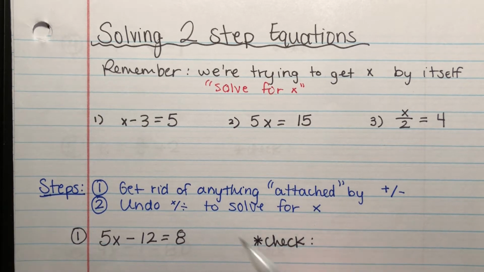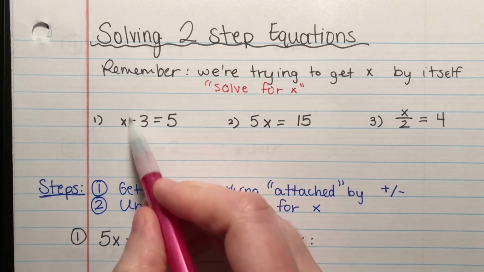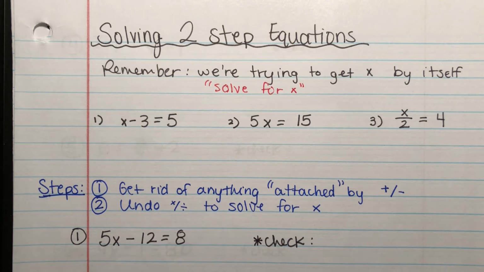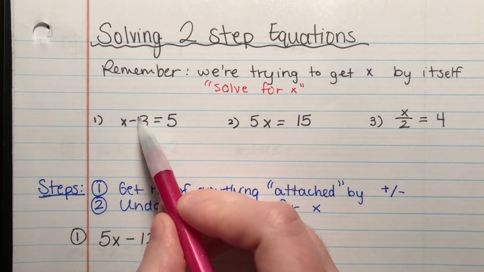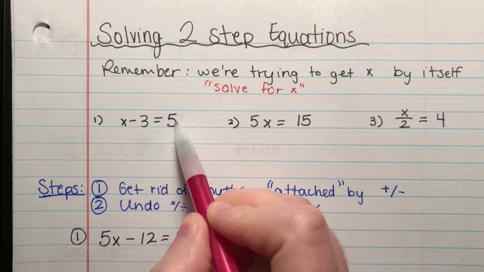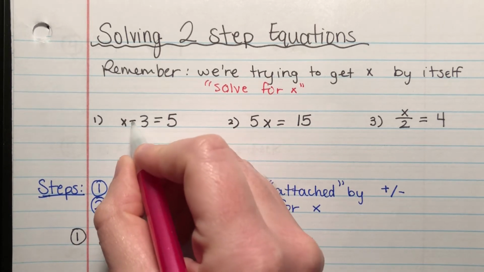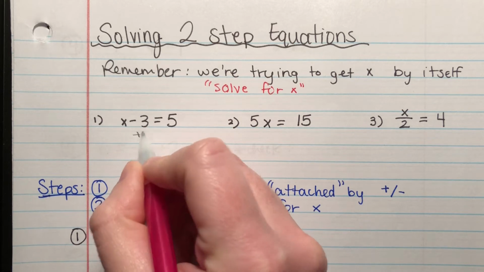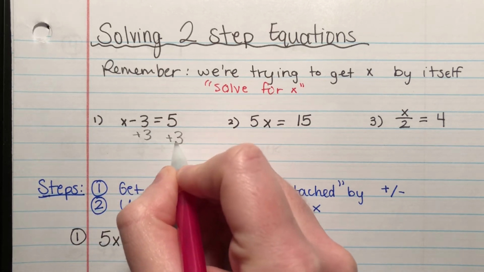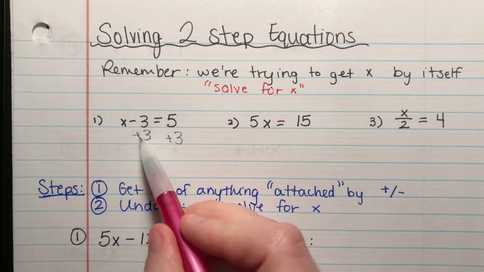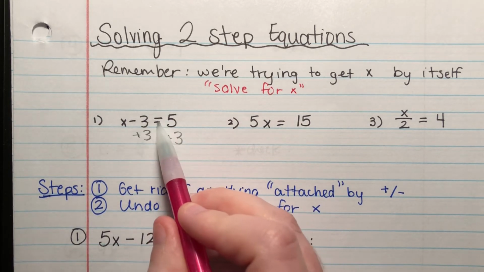Alright, so first things first, I'm trying to get x by itself, or I'm trying to solve for x. So I have a -3 attached to the x here. Since this is subtraction, I need to do the opposite to move it to the other side, right? So since this is -3 here, I'm just going to add 3 to both sides. And another important thing to remember is that when you're solving equations, whatever you do to one side, you have to do to the other side of the equal sign.